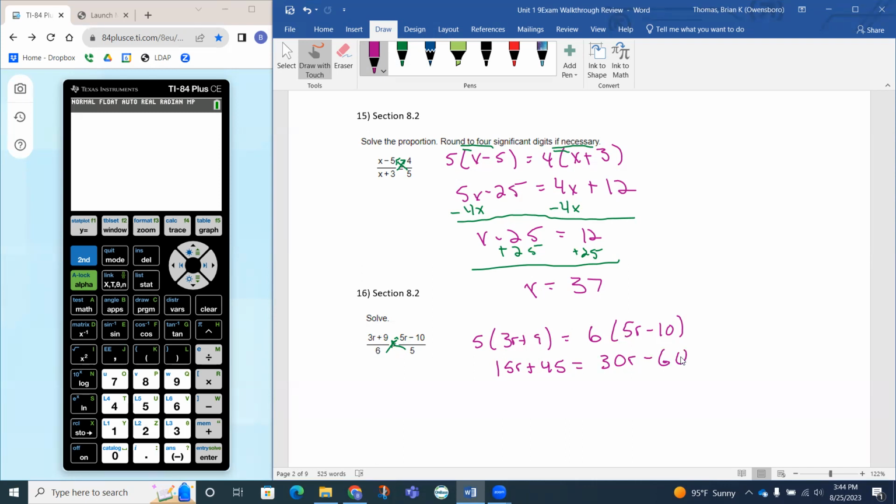So again, notice how the variable's on both sides. So I want to pick on the little guy, which is the 15r. So I'm going to subtract the 15r here as long as I subtract the 15r over there. So I use a line to kind of keep myself lined up. So the 15r's will drop out. That gives me a 45. And 30 minus 15 would be 15. So 15r minus 60.